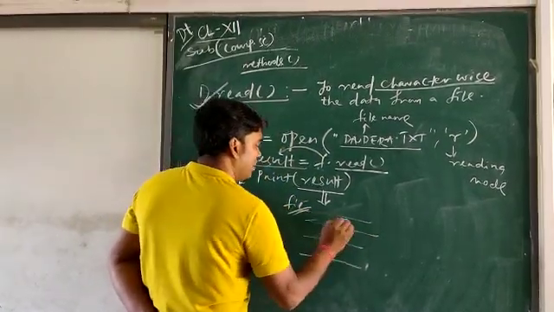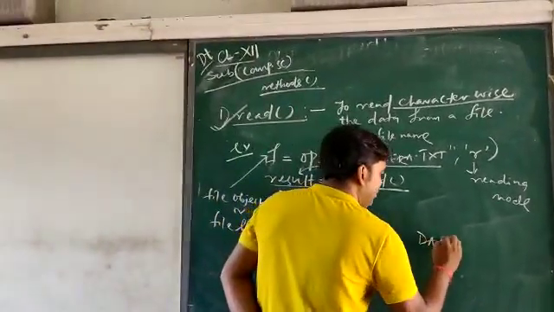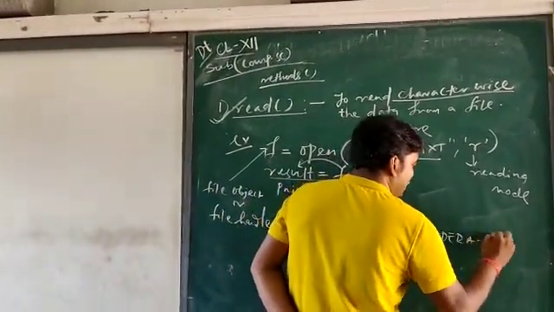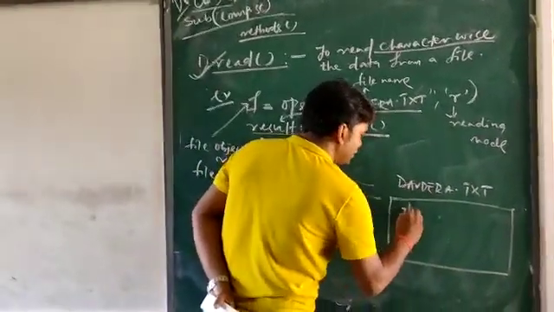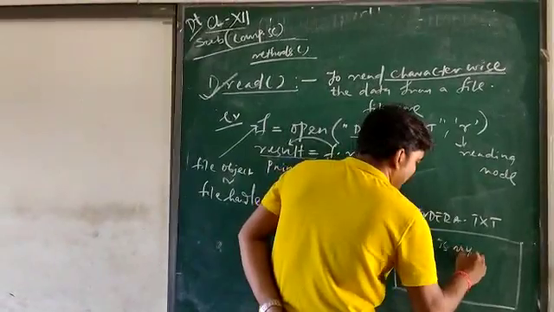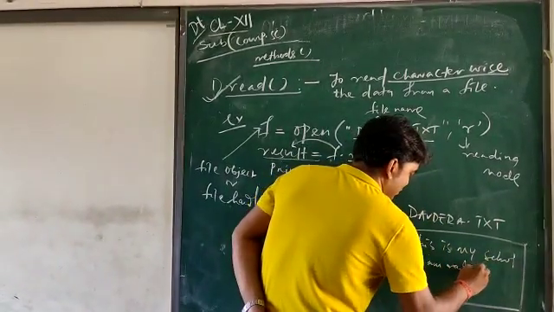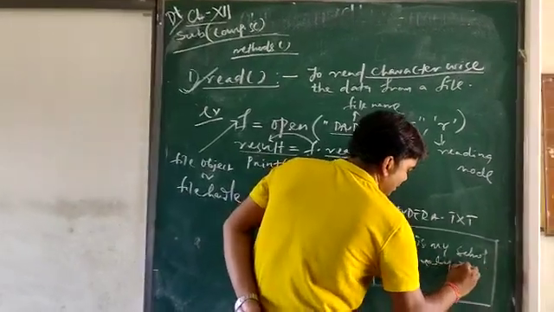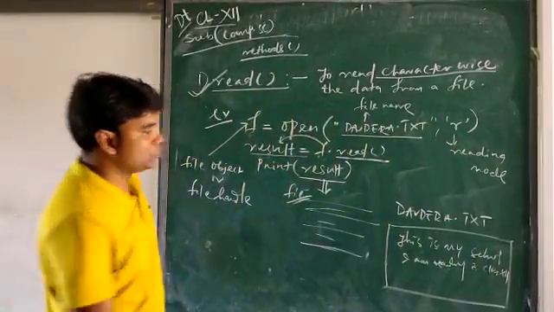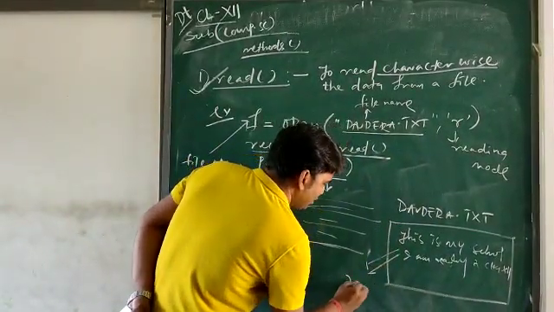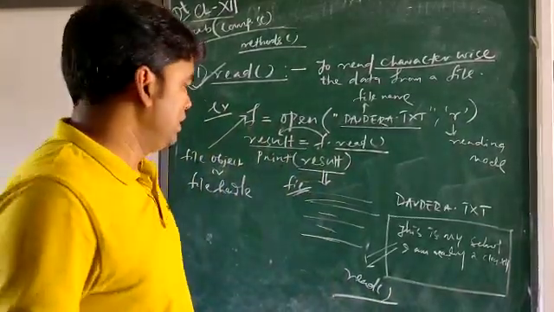Suppose this is your file, whatever contents you have stored will be displayed. Suppose dvdata.txt is your existing file and my contents are: this is my school, I am reading in class 12. The total contents will be displayed through the read function.